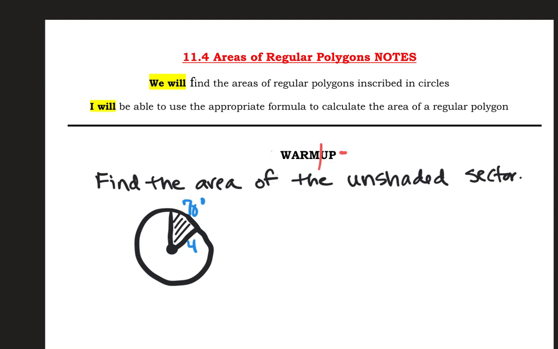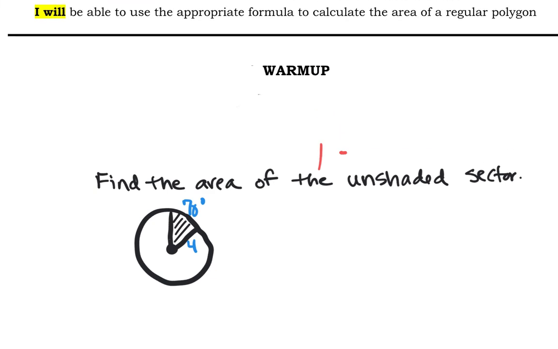Looking at the warm-up, it says find the area of the unshaded sector. Purposely put this one because I know we talked about finding the unshaded given the shaded. All right, so if I'm looking for the area of the unshaded sector, first off, what formula am I using for the sectors?